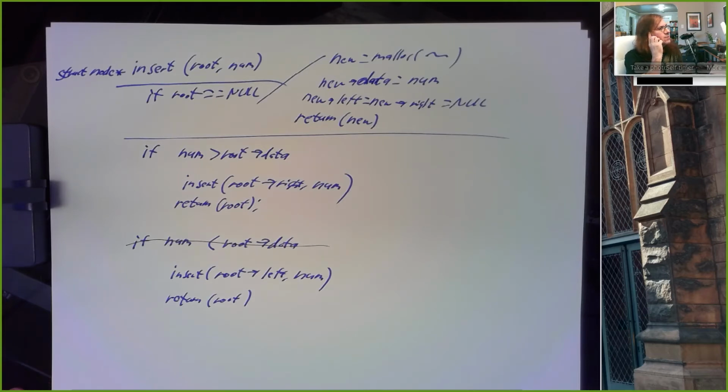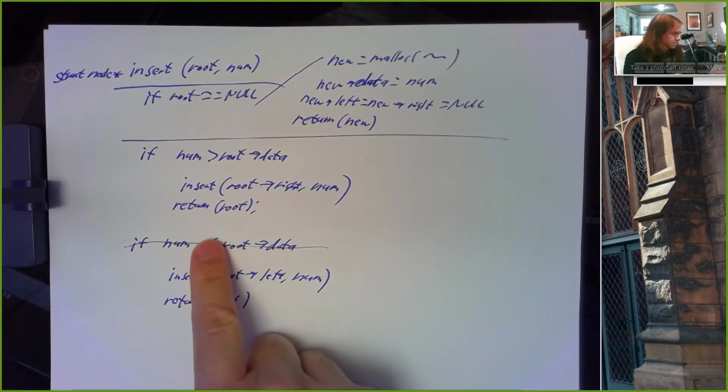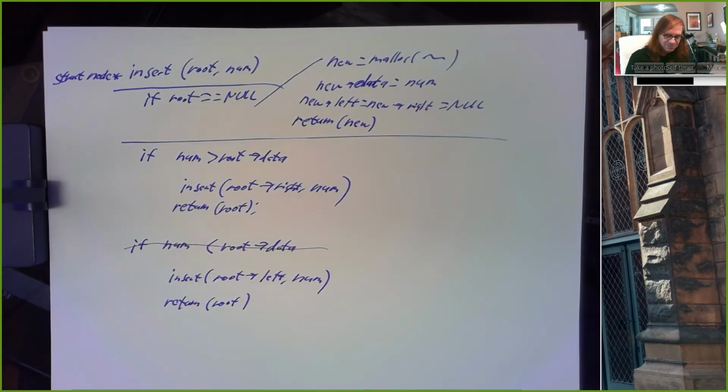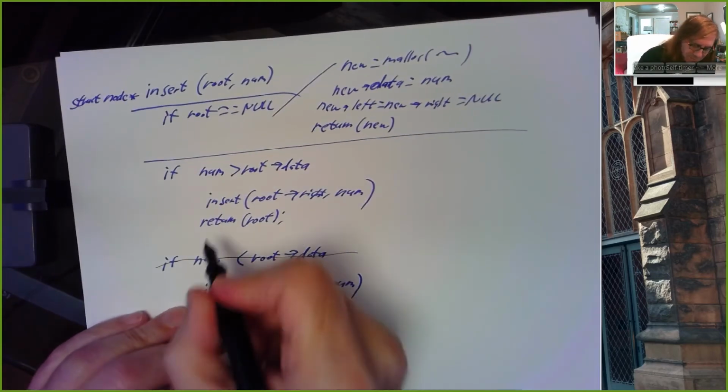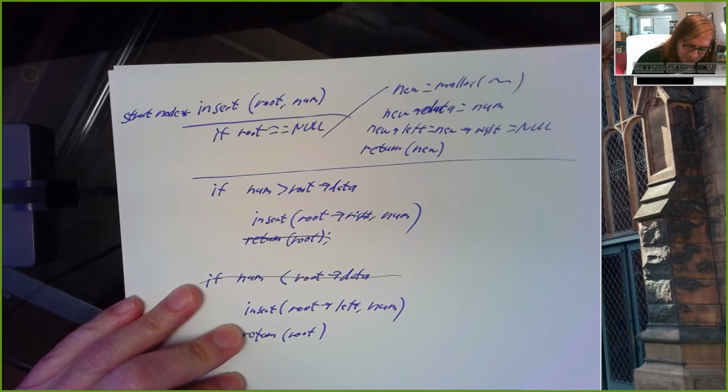Let's see, if root right is null, if you add a new node, do you link the null to the new node? So if root right is null, yeah, I missed something here.